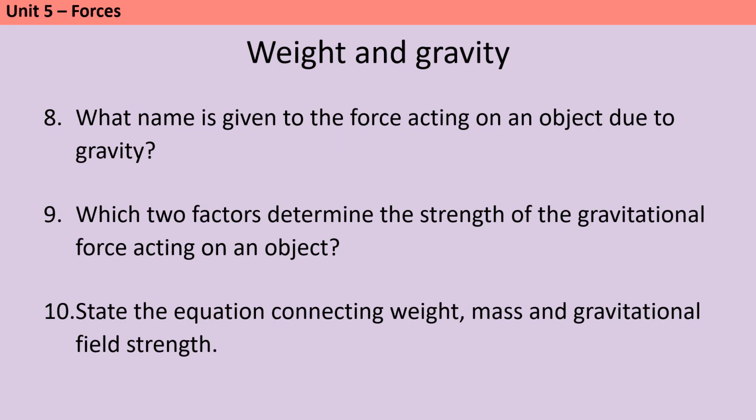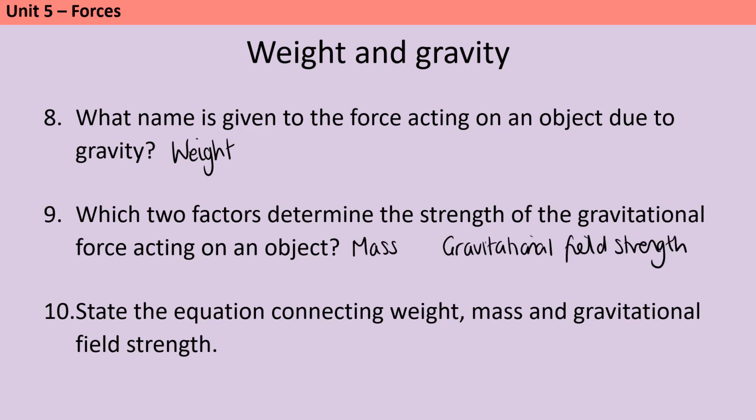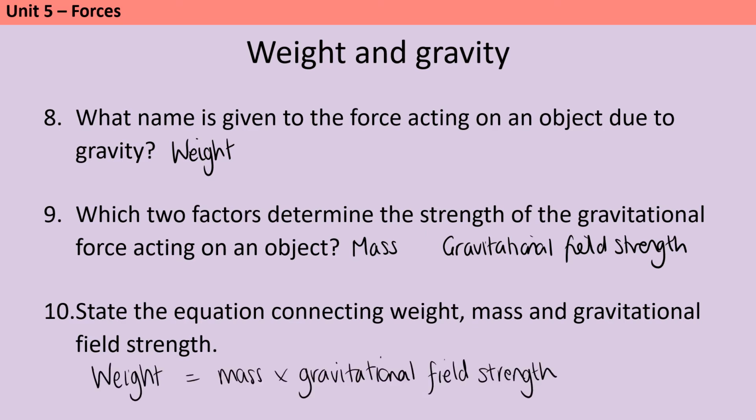The force that is experienced by an object due to a gravitational field acting on it is gravitational force or weight. The two factors that determine the strength of that gravitational force are the mass of the object, so if an object has a greater mass, it experiences a greater weight, and also the strength of the gravitational field. So if you're on Earth, you experience a greater weight than if you were on the Moon. The equation that connects all these things together is that weight equals mass multiplied by gravitational field strength.